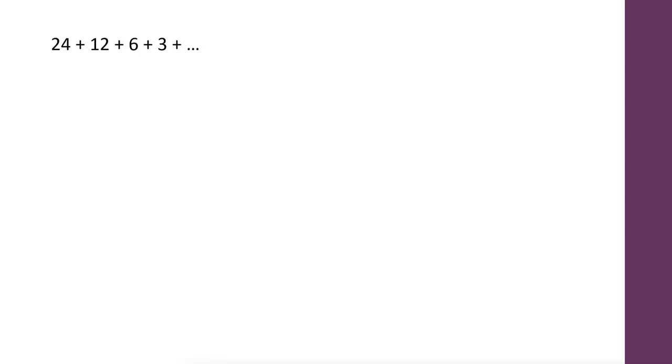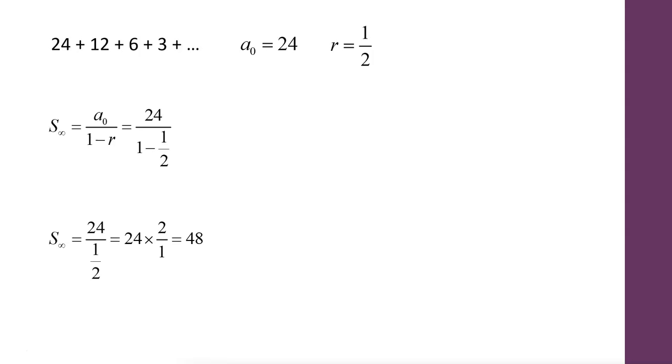So if we go back and look at the second series we had seen earlier, 24, 12, 6, 3, and on. The first term is 24. The common ratio is 1/2. Absolute value of 1/2 is less than 1. So this series would converge. And if I use the formula we just saw, 24 over 1 minus 1/2, that would be 24 over 1/2. And 24 times 2, if I multiply by the reciprocal, gives me 48. So the sum of that infinite series would be 48.